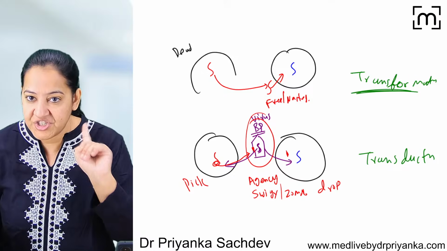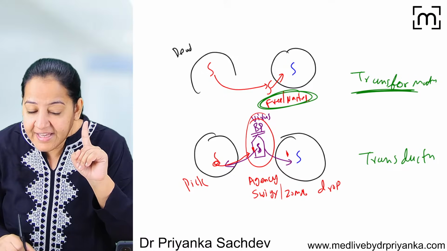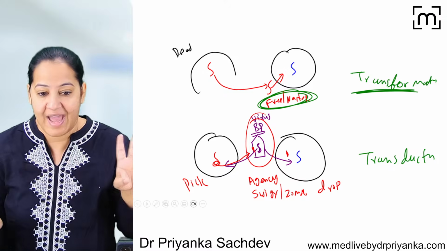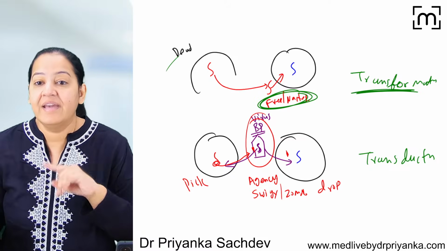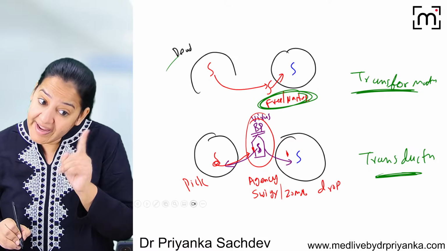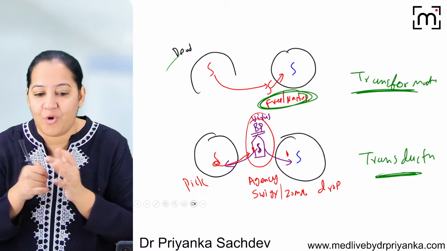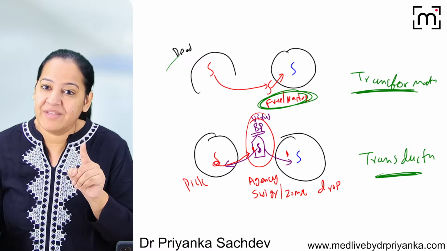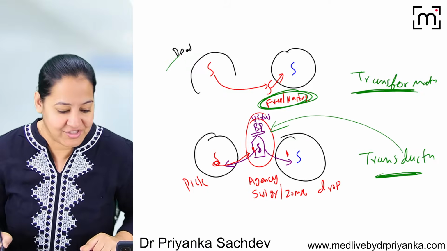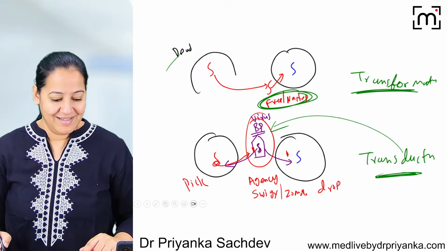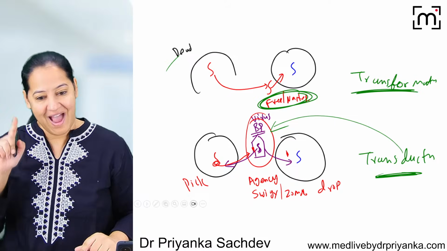So in transformation, the free or naked DNA is going from one bacteria to another. The first bacteria is dead. And in transduction, you require an agency that takes the DNA from one bacteria to another, doing the picking and dropping service. The name of the agency here is bacteriophage. Say yes if you all got it. Do you have any confusion?